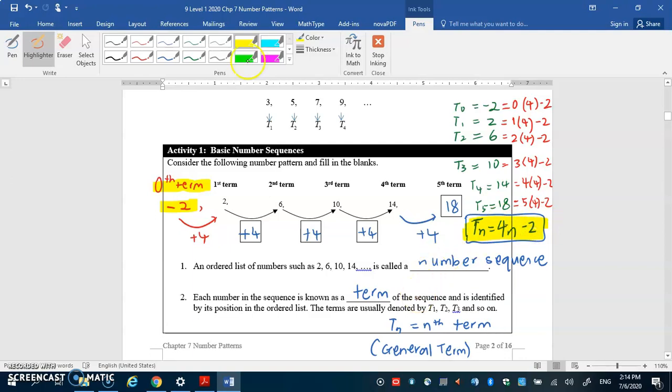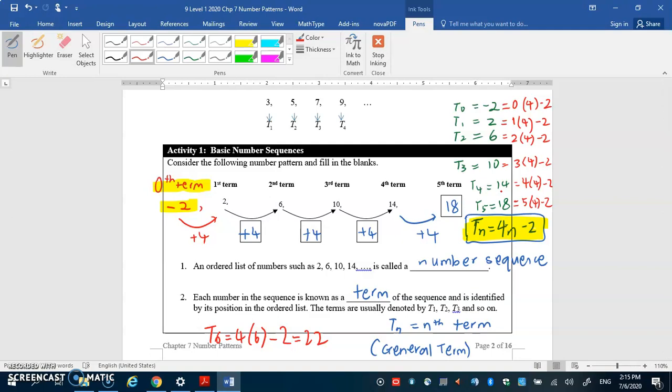So for example, if I want to find the 6th term, I will just substitute n to be 6. So T6 equals 4 times 6 minus 2, which is 24 minus 2, 22. Which is correct, right? Because 18 plus 4 is 22. Of course, for the 6th term, it's easy to use the formula, or it's easy to just add 4.